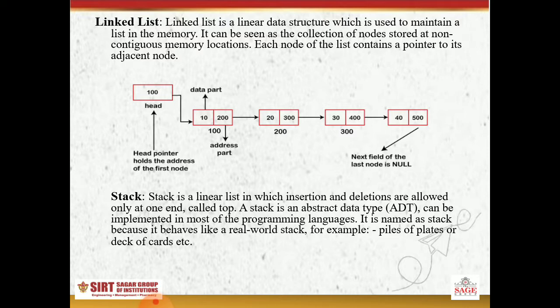Now the next data structure is stack. Stack is a linear list in which insertion and deletions are allowed only at one end, called top. A stack is an abstract data type. ADT can be implemented in most of the programming languages. It is named as stack because it behaves like a real world stack, for example, piles of plates or deck of cards, etc.